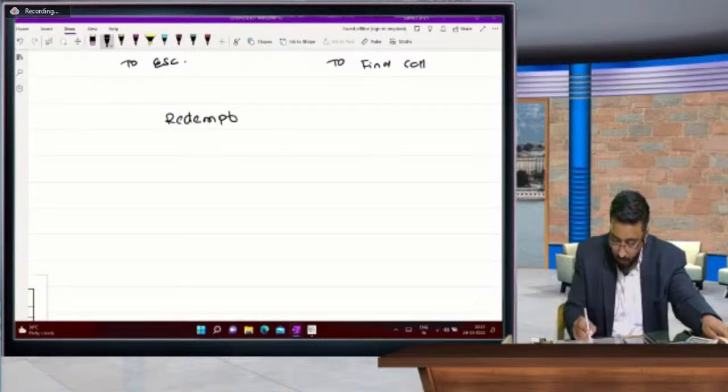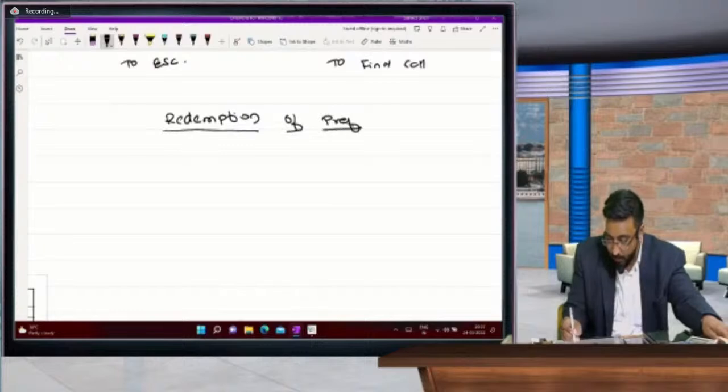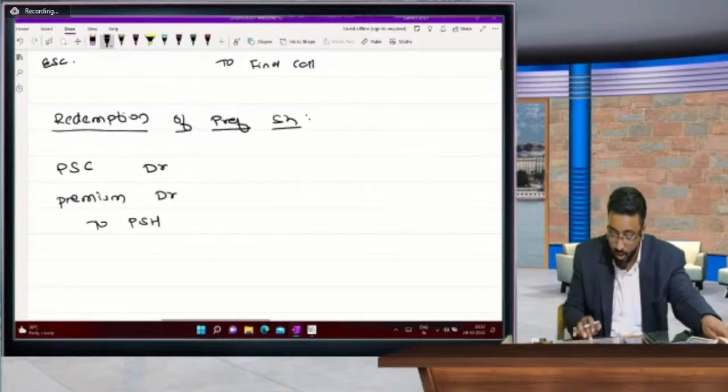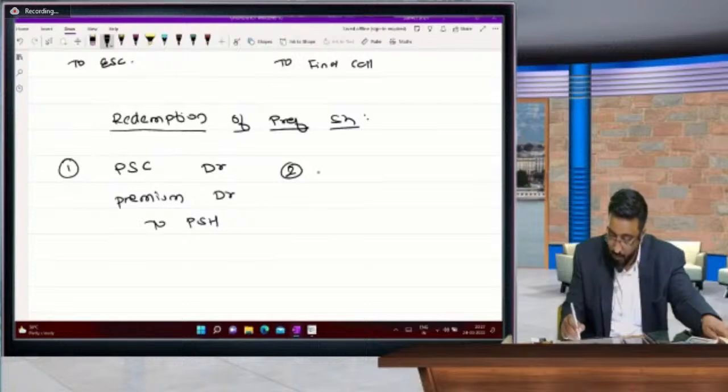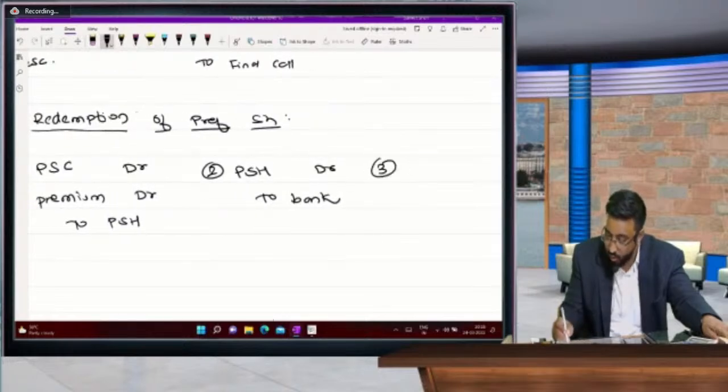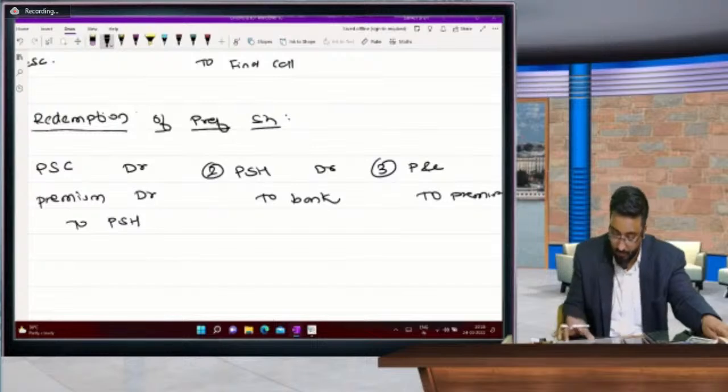Second one, redemption. Redemption of preference shares. What is important? 3 entries. Preference share capital account debit, premium on redemption account debit to preference shareholders. Preference shareholders becomes receiver to bank. And this premium you are going to cancel: P&L account debit to premium on redemption.